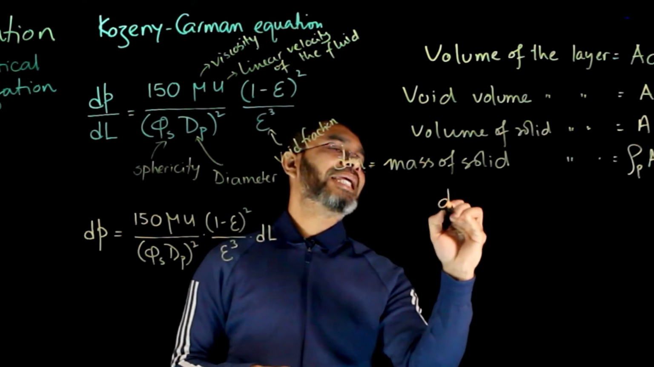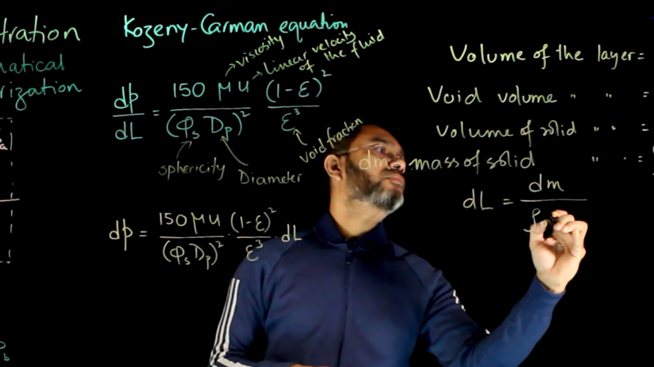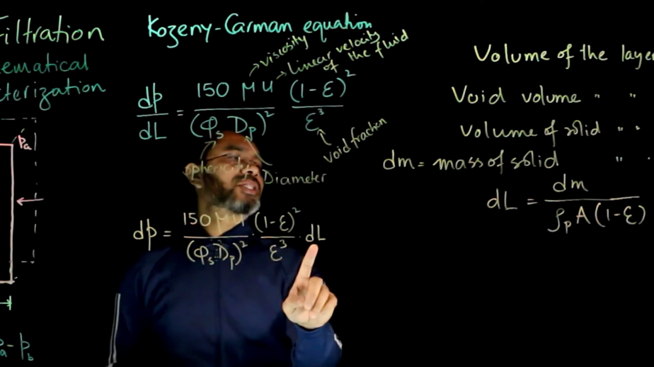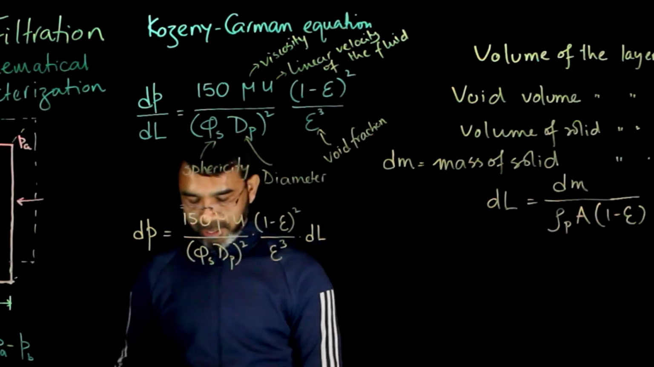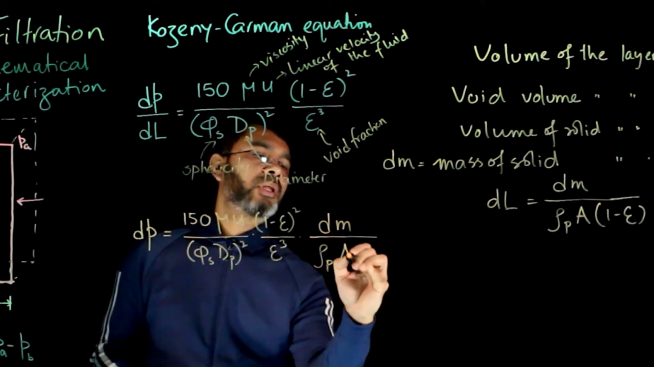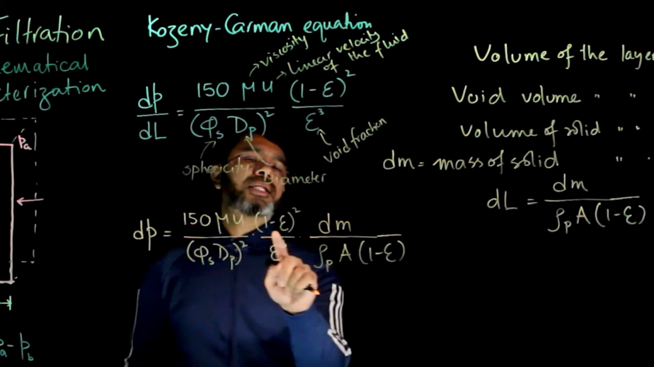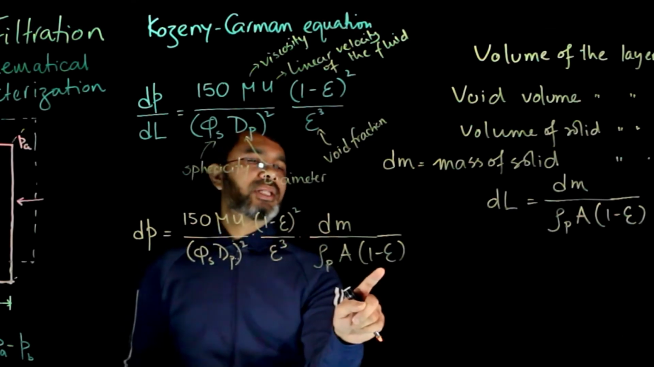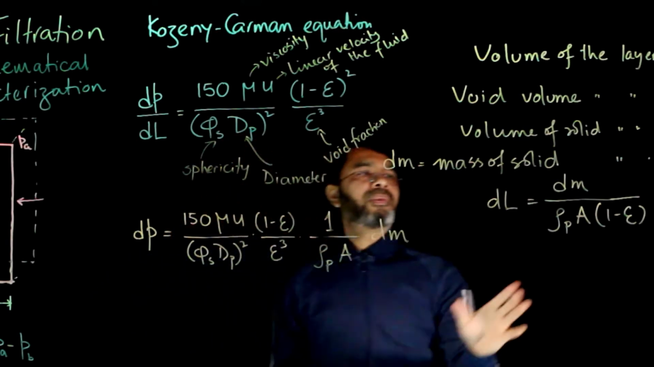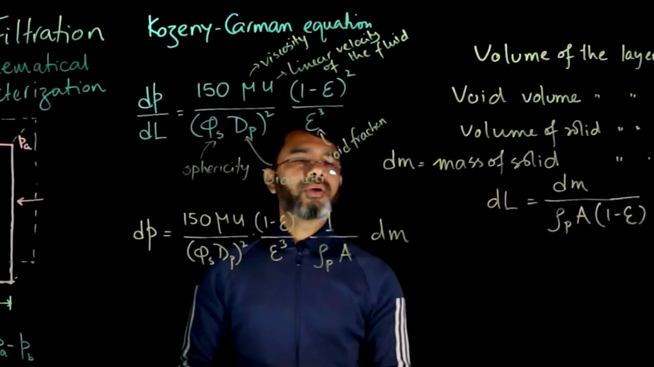So from here we get dl equals dm over rho p A (1 minus epsilon). Now if I replace dl by this term here, we end up getting dm over rho p A (1 minus epsilon). Now this 1 minus epsilon and this 1 minus epsilon is squared, so one of these cancels with this one. We can get rid of this square. So we simply replace dl by the dm term to get the equation in terms of mass. Now we'll try to integrate this.